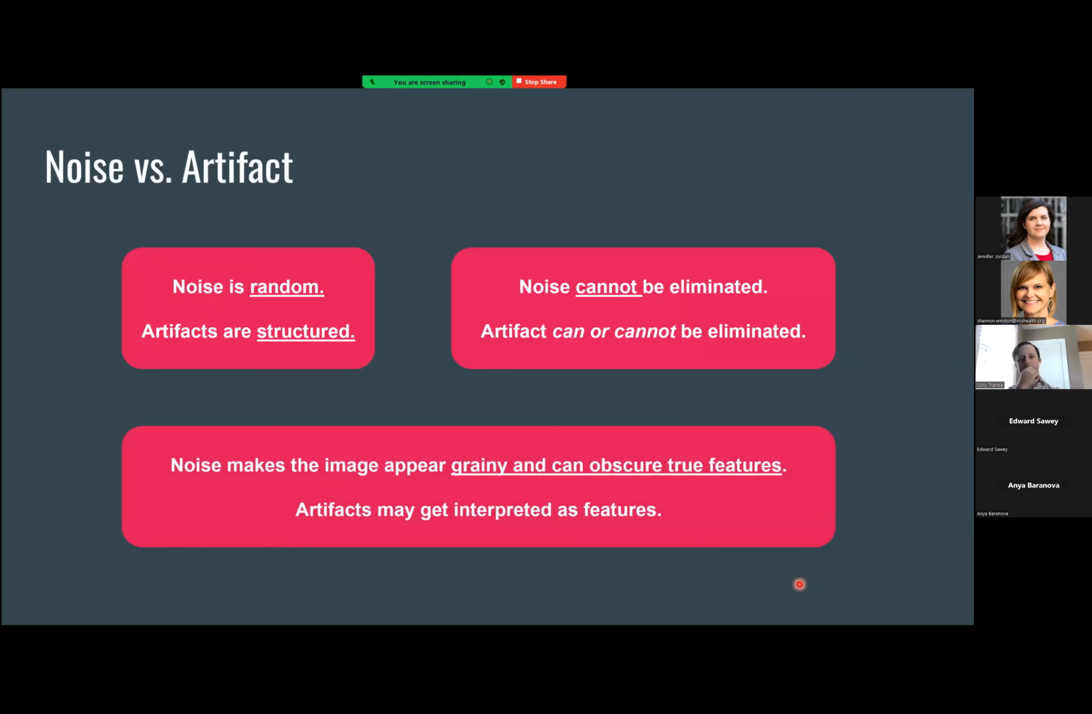When we look at our images, noise will appear grainy and can obscure true features in our image, whereas artifacts may get interpreted as features themselves. And that's the big component that we're trying to avoid here: we do not want to misinterpret something on the image as a feature, or likewise miss a feature that's truly there due to the artifact.